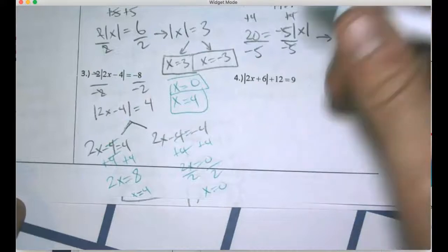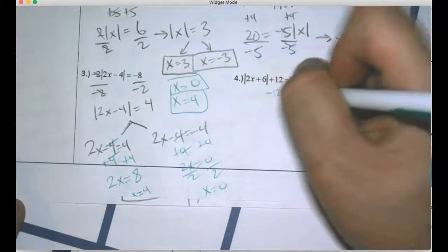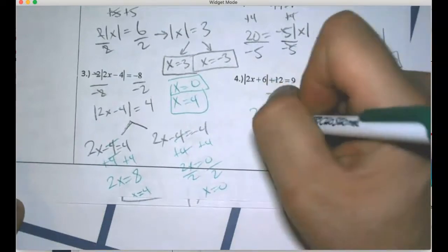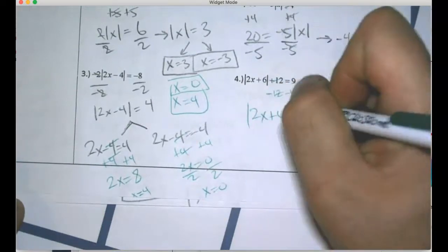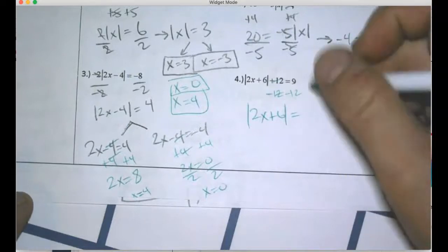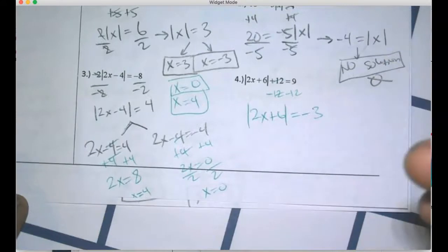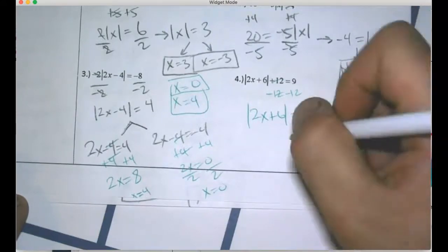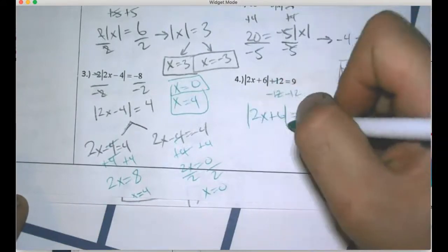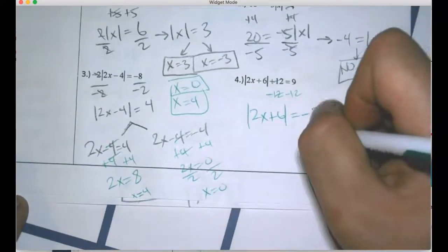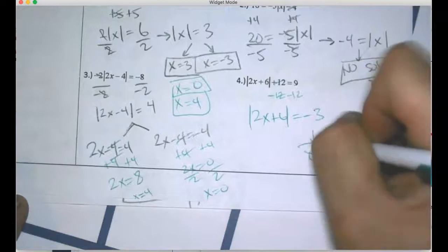Last one, okay? I'm going to isolate the absolute value on this one by subtracting 12. The absolute value would be isolated at that point, so I'd be ready to rewrite my two equations. However, 9 minus 12 is negative 3, so I don't even need to keep going. I don't need to write two equations. Once I isolate the absolute value, it can't equal a negative number. If it does, then I have to write no solution.